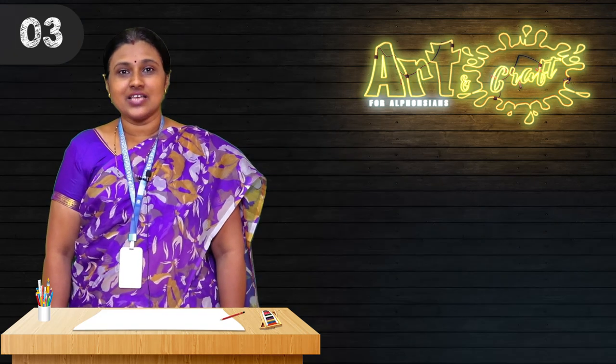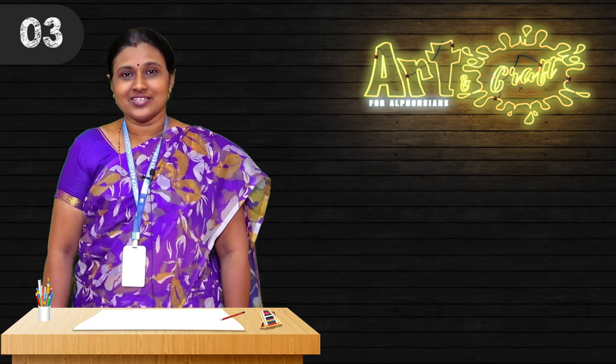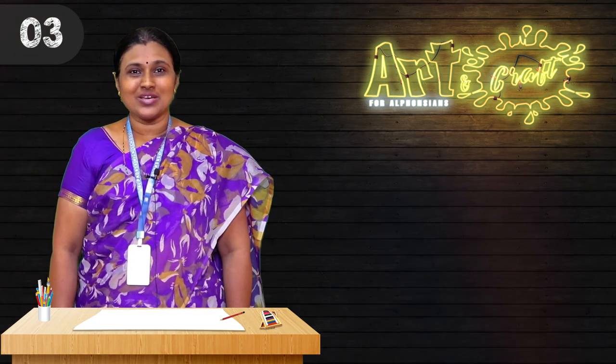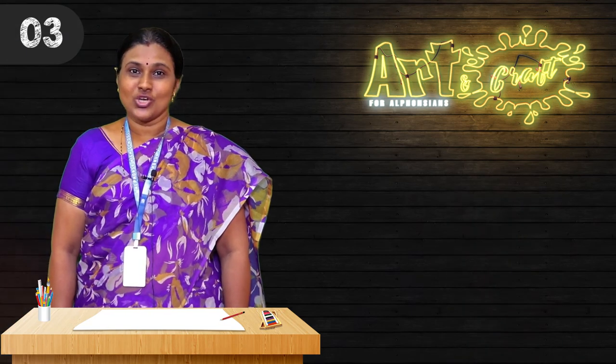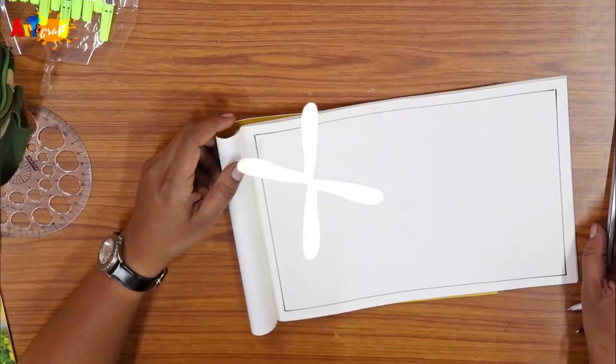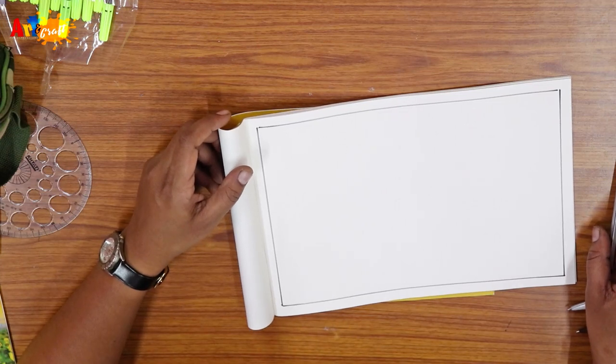Children, do you know different shapes? Yes, they are square, rectangle, circle, oval, cone, etc. From pre-primary you had learned these shapes. Today we are going to do something interesting by using these shapes. So let's start. Children, today we are going to draw an interesting drawing.